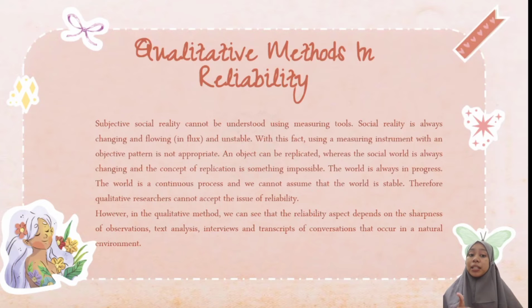And the next topic is qualitative methods in reliability. Subjective social reality really cannot be understood using measuring tools. Social reality is always changing and flowing, or in flux and unstable. With this fact, using a measuring instrument with an objective pattern is not appropriate.